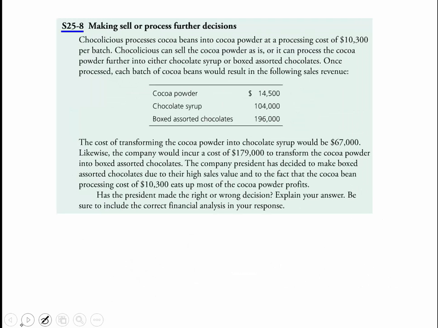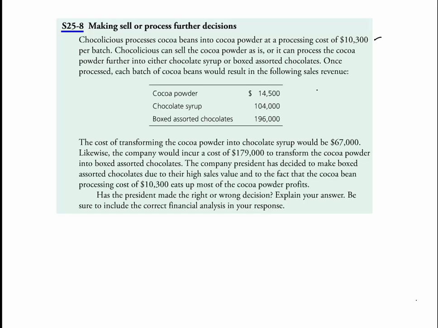Here's a make or a process for this. So Chocolicious processes chocolate cocoa beans into cocoa powder for $10,300. They can sell it as is, or they can process it into either chocolate syrup or boxed chocolates. Once processed, each batch of cocoa beans would result in the following sales revenue. The cost of transforming it into chocolate syrup would be an additional $67,000 above the $10,300. To turn it into chocolates, it would be an additional $179,000 on top of the $10,300. The company president has decided to make boxed chocolates due to their high sales value and the fact that the cocoa bean processing cost of $10,300 eats up most of the cocoa powder profits. Has he made the right or wrong decision? Explain your answer. Be sure to include financial analysis.